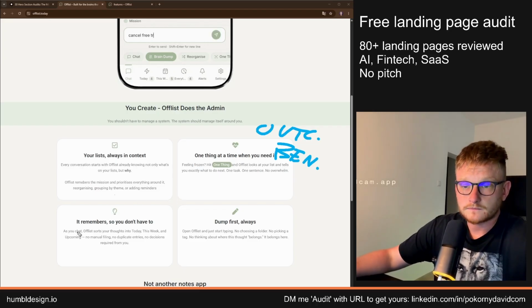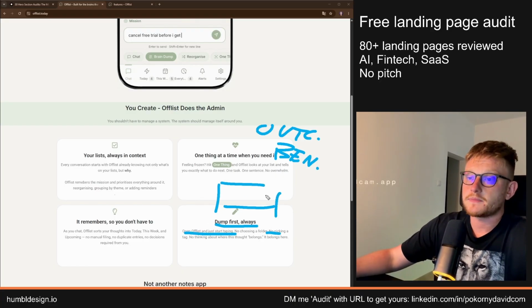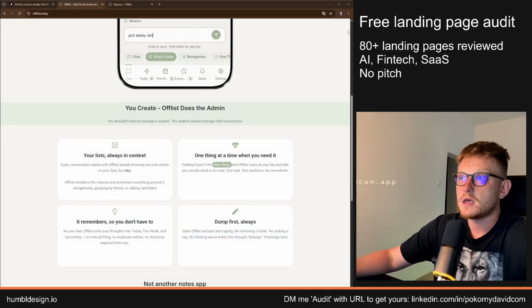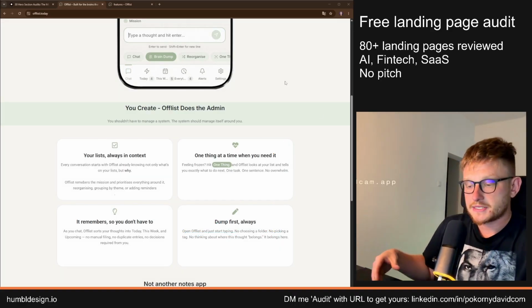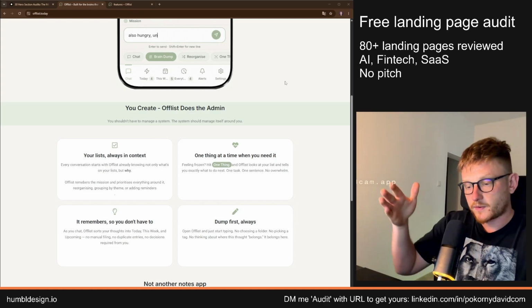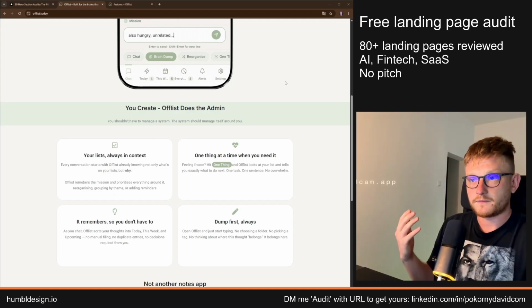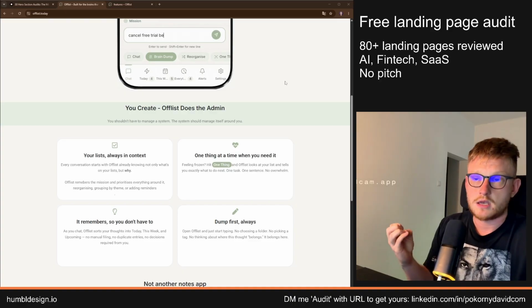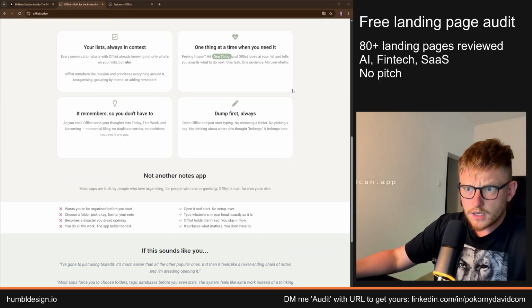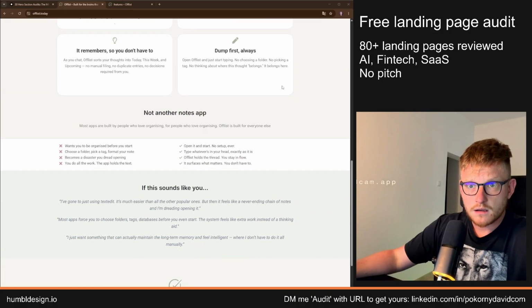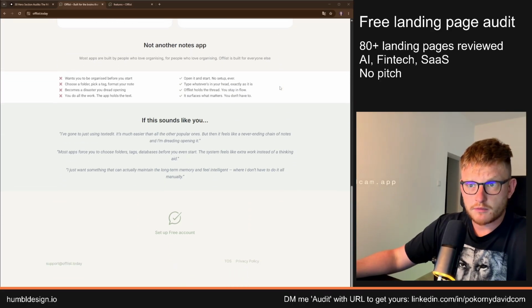Dump first always, or just the top in the beginning. Yeah, so ideally add those screenshots. Okay, so people can actually visualize it. People need to visualize first, and after they visualize it, you really don't need that much copy because the product speaks for itself. The product screenshot speaks for itself. So that's definitely something I would focus on.